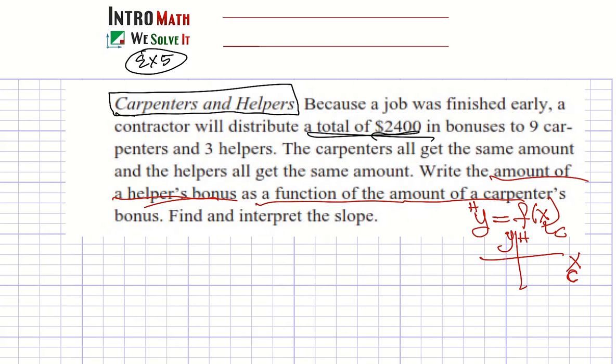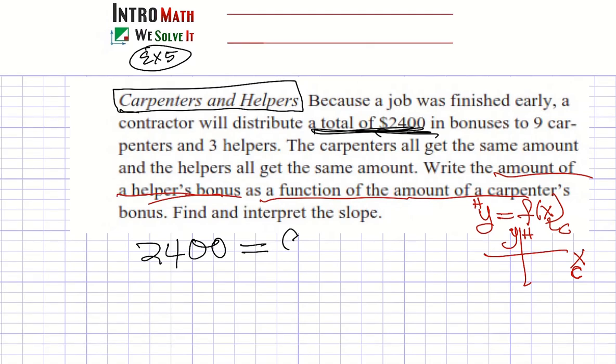So what we need to do is first form the standard form of linear equations in two variables. The total is right there, which is 2400. You're distributing that to carpenters and helpers, 9 carpenters and 3 helpers. Since there are 9 carpenters and 3 helpers, they're going to share 2,400, okay?